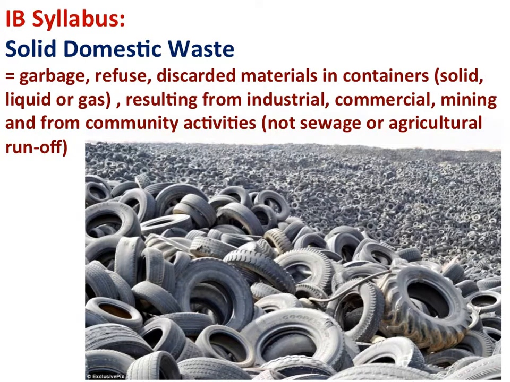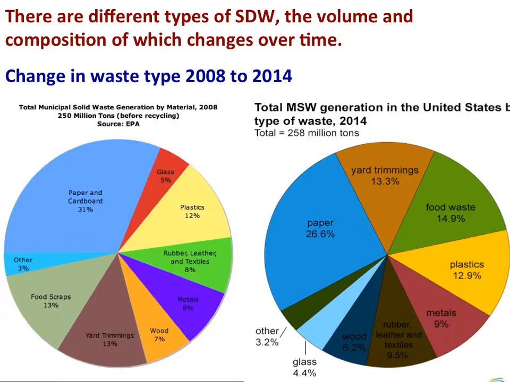Solid domestic waste is defined as garbage or refuse, discarded materials in containers, solid, liquid, or gas, resulting from industrial, commercial, mining, and community activities, but does not include sewage or agricultural runoff. The volume and composition of solid domestic waste changes over time. You can see in this slide that paper and cardboard waste have decreased, while plastic and metals and food waste and rubber, in fact, have all increased as a percentage of the whole.